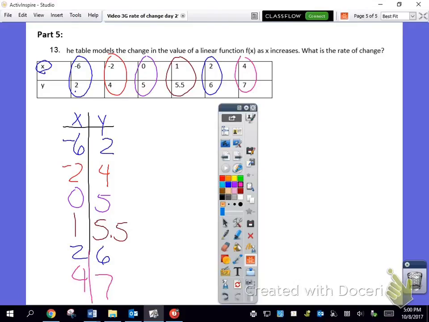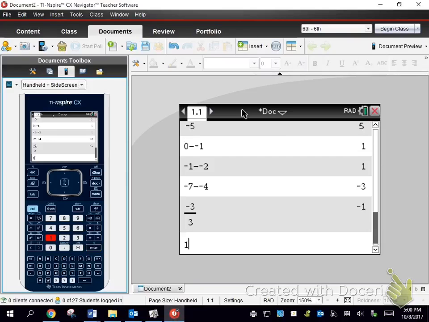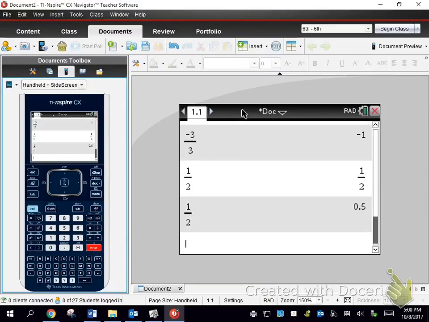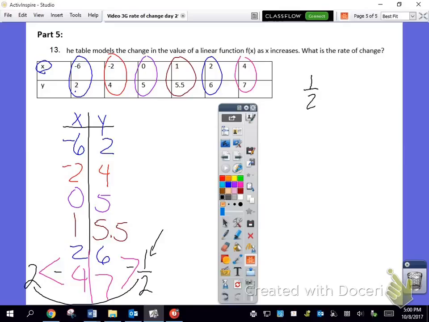Now, just like we did a while ago, it doesn't matter which 2 points you use. I'm going to use the last 2, but you can use any of the two that you want to. 4 minus 2 is 2, 7 minus 6 is 1. Swing that over. Now you have to enter it from the top down. 1 divided by 2 is a half. If I hit Control Enter, it's 0.5. So my rate of change is a half, or I could say 0.5. The reason I wanted to do that is to show you that 1 minus 0 is 1, 5.5 minus 5 is 0.5. If I swing that over, 0.5 divided by 1 is 0.5. They're the same thing.